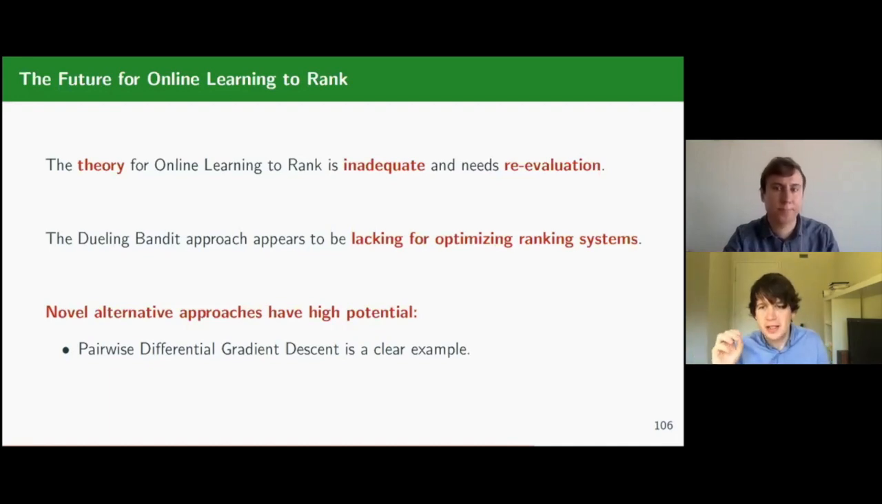I don't think that this is the end. I don't think that pairwise differentiable gradient descent is the ultimate online learning to rank method. But it does show us that trying a different approach has really high potential. So perhaps this is the way we should go. Perhaps there should be more alternatives here, because if this alternative can do so well, who knows what the next alternative can do. So I expect that the research there has the most potential.